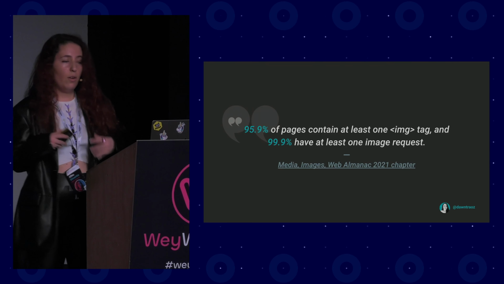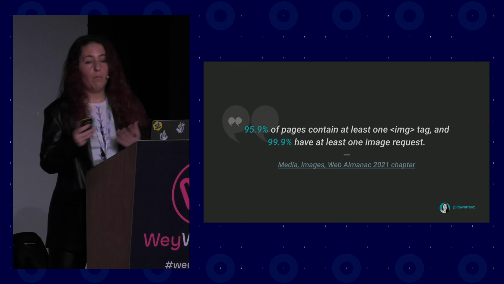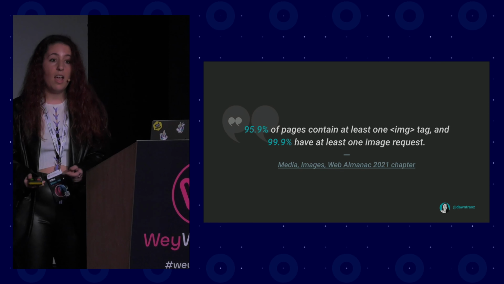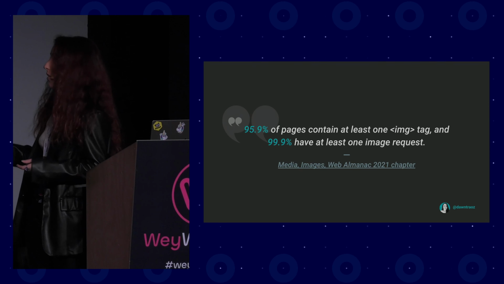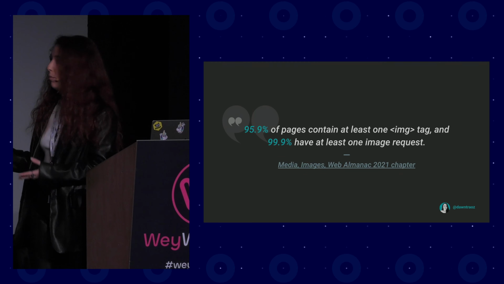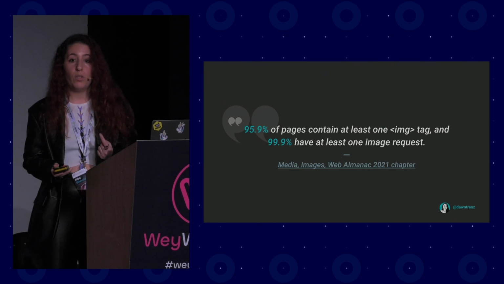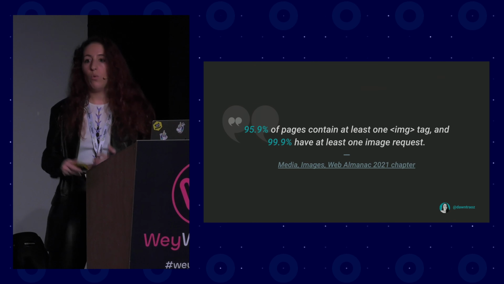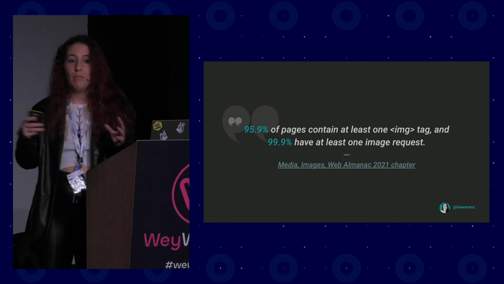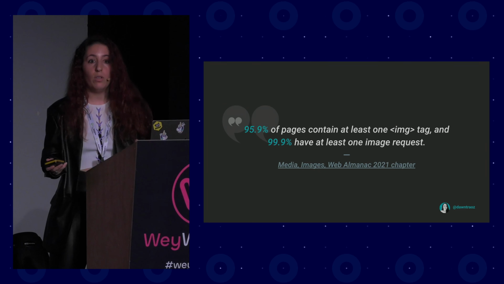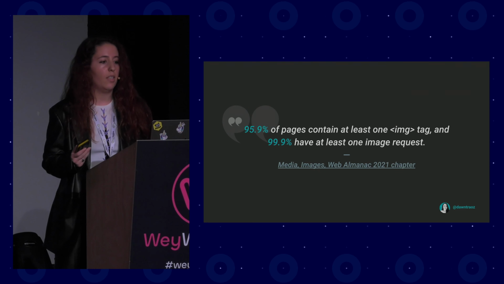So now let's think, what is the relation between images and web performance? As the Web Almanac stated, 96% of pages contain at least one image tag, and almost 100% have at least one image request, maybe as a background. Basically, we are adding images to all of our sites, so images are the main pain point in web performance, and for that we need to be aware and start optimizing our images.